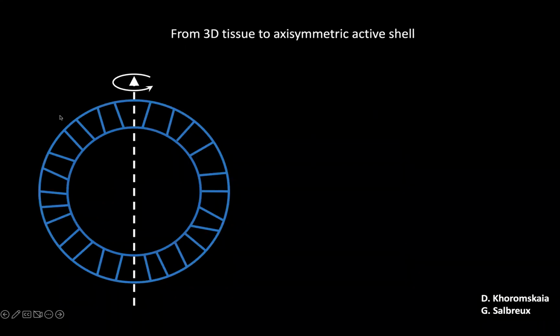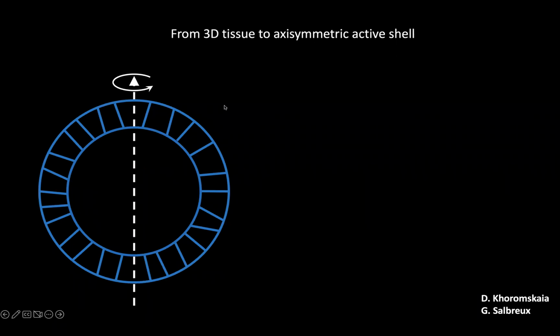Now we try to understand how the tissue manages to get this form, and to fold inward to build this primary gut. For that, we use an active surface model that was developed by Diana Khoromskaia, who was the previous postdoc with Guillaume Salbreux. The idea is exactly the same as what I was telling you. You have your embryo, and you can consider it as an axisymmetric tissue.